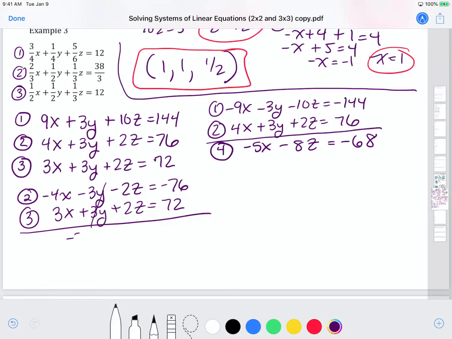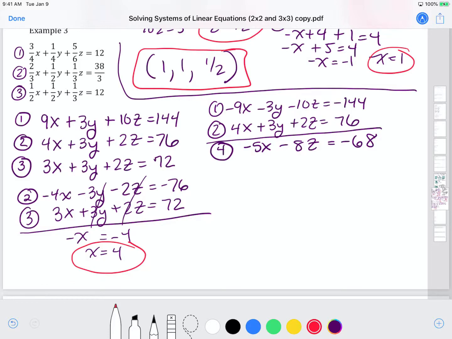I'm left with a -x. And look, my z's disappear too, so this makes it a little bit easier on me. I can solve for x right away. So I get -x is equal to, and if I take a -76 and a +72, that gives me a -4. So x is going to be +4. So here's one variable. Now I got to back substitute to find the others.